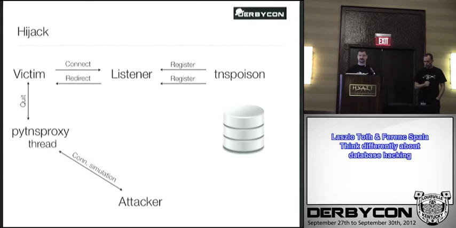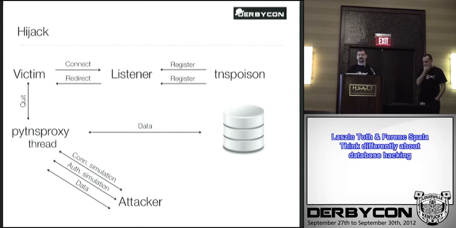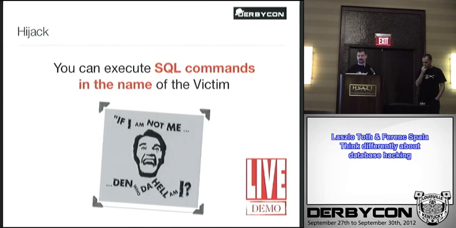An attacker can connect to this thread, and the thread will simulate the initial connection setup and the authentication, and when the attacker sends a SQL query, the SQL query will be forwarded on the same connection and on the same socket that was used by the victim, which means when the server receives the SQL query, it will be run in the name of the victim. And because of the simulation, you can use the normal Oracle client as an attacker, of course with some limitation. So you can execute SQL commands in the name of the victim, and we have a live demo for that also.